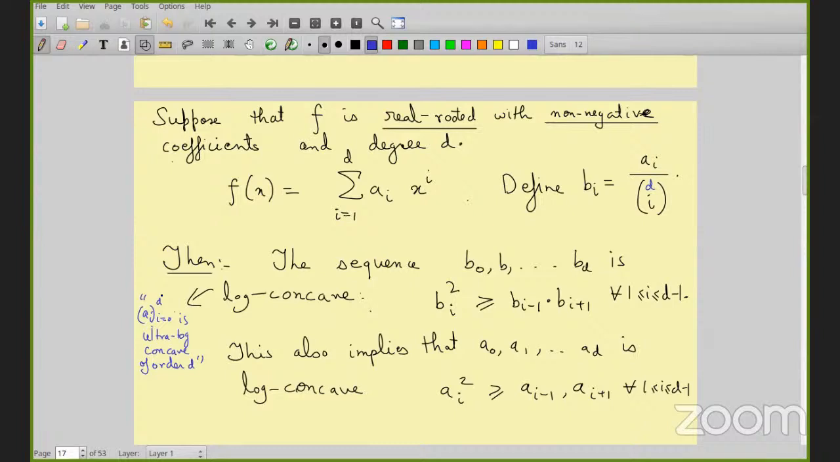Okay. But what is this ultra log concavity? So exactly the first line: the sequence bi that you define by dividing each ai by d choose i is also log concave. So it's a stronger property. So it's a calculation to show that this is actually a stronger property. That if you have bi is log concave, which is to say that ai is ultra log concave, then log concavity of ai just follows.